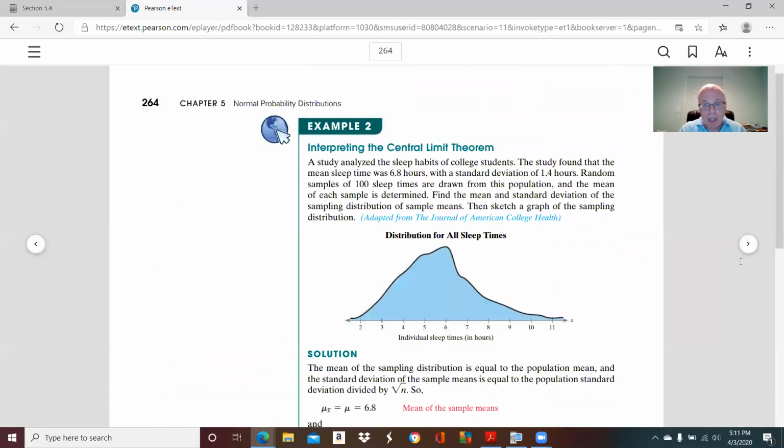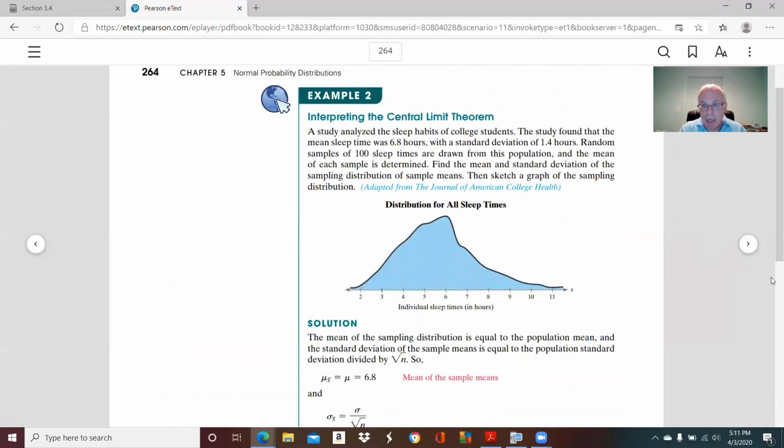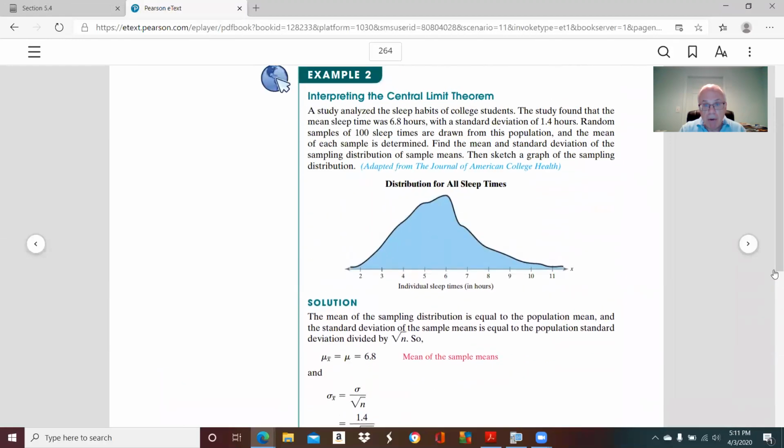All right, so let's go to the next couple pages. I think I went through some of this last time. Basically comparing, well, actually, let's go through this problem here. I don't think we did this last time. It says a study analyzed the sleep habits of college students. The study found that the mean sleep time was 6.8 hours, with a standard deviation of 1.4 hours. So we'll consider those two to be population parameters. That is, the population mean sleep time is 6.8, that's mu. And the standard deviation of sleep time is 1.4 hours, that's sigma. That's for the population. It says here random samples of 100 sleep times are drawn from this population.